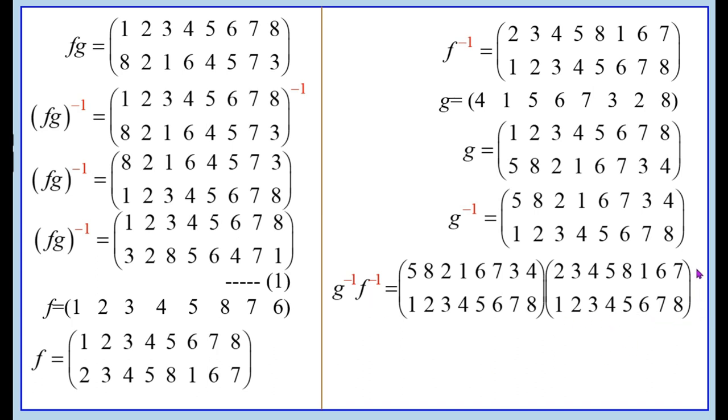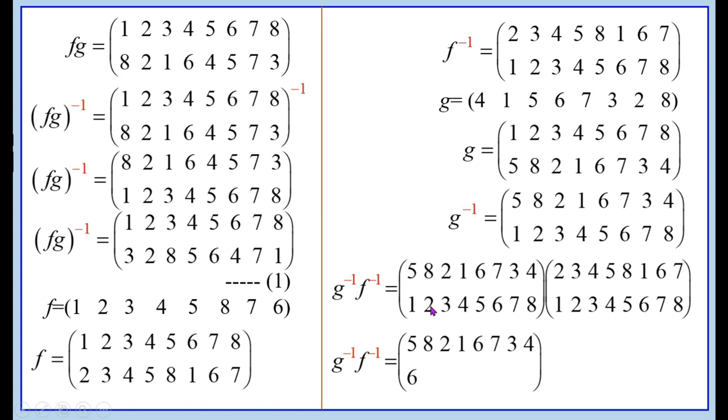Normally, we interchange the columns of the second permutation. Now, without doing that, we are going to do it at a stretch in one line. For that, we write the first line of the first permutation: 5, 8, 2, 1, 6, 7, 3, 4. Now we write the image of 5 in this product. 5 goes to 1, whereas here 1 goes to 6. Therefore, image of 5 is 6.